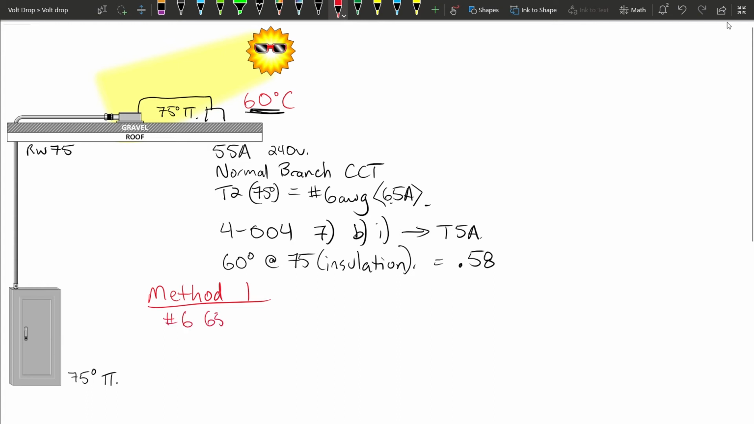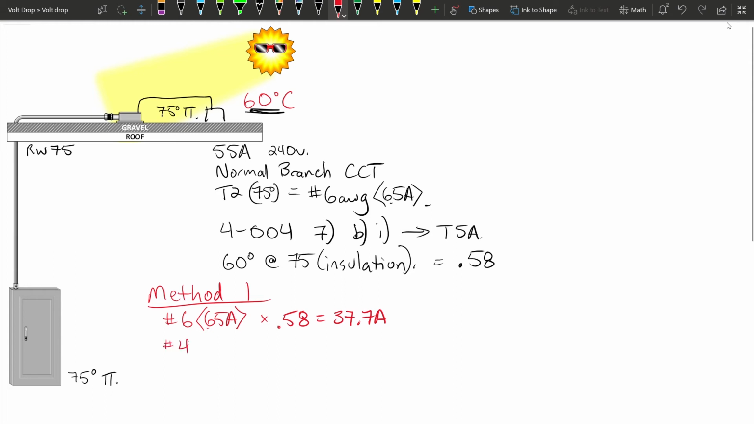That number six, which was good for 65 amps, right, can no longer handle that 65 amps. We know that it's reduced by 258% of its original. So we're going to go times 0.58. That tells me that that number 6 can now only handle 37.7 amps in that situation. Well, that's too small, right? So let's go up to the next available size.